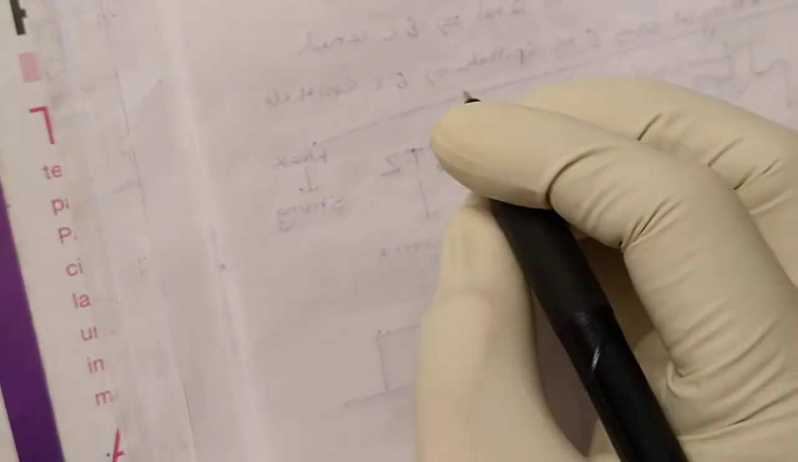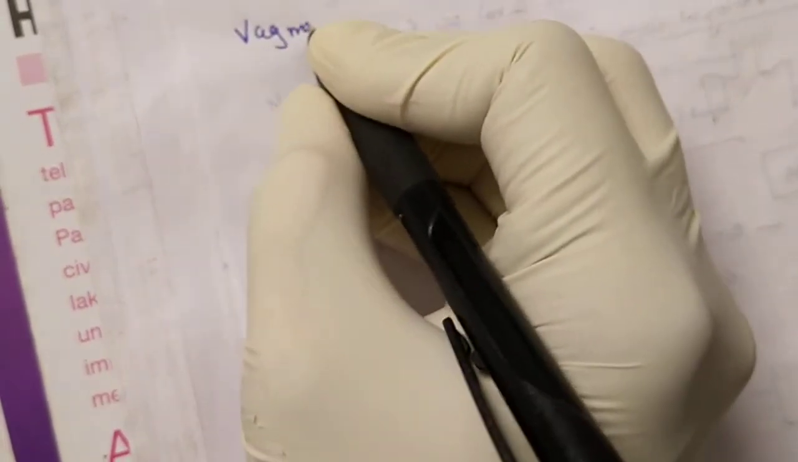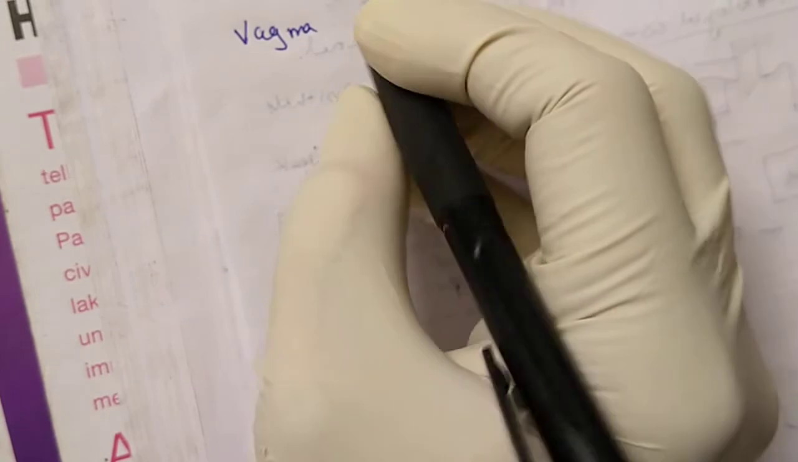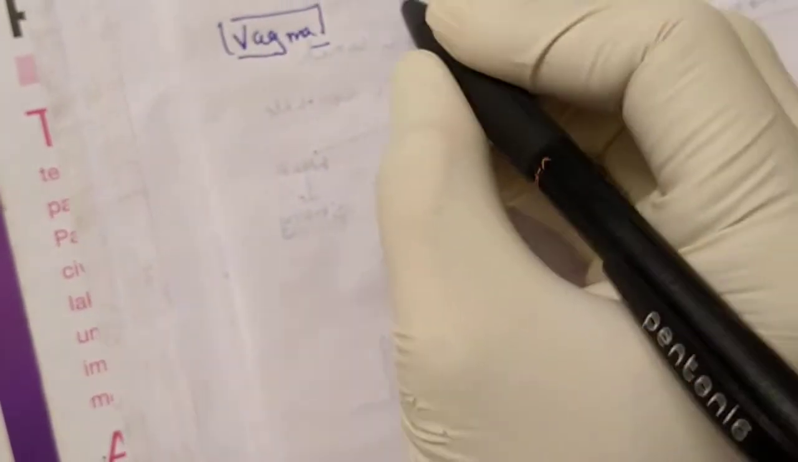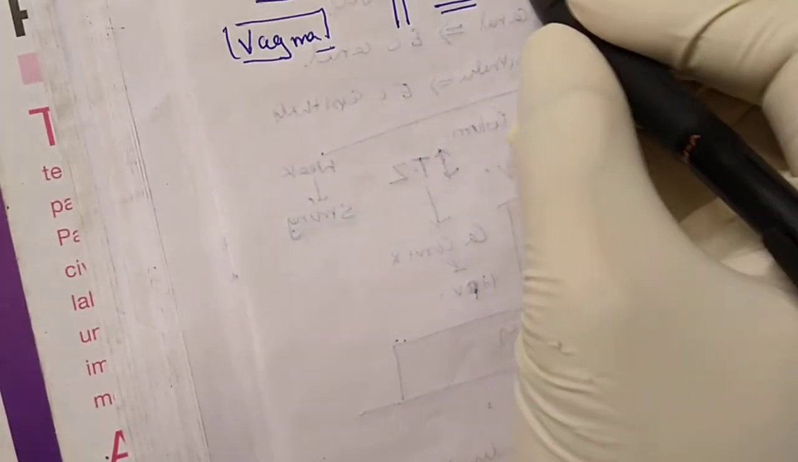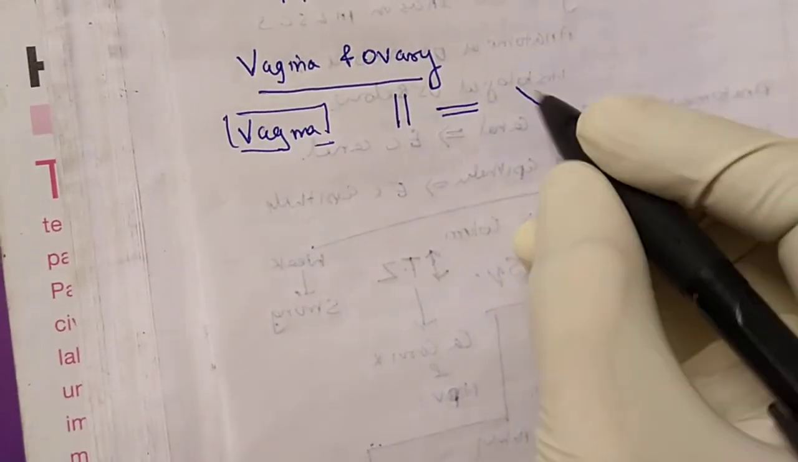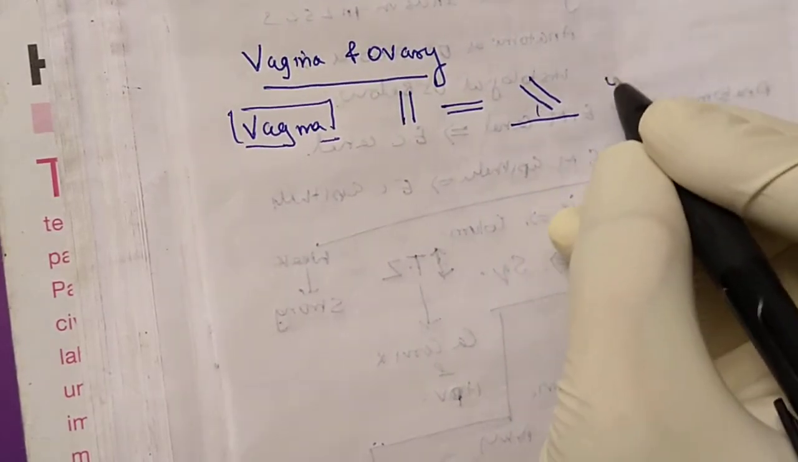vagina and ovary. So we'll talk about the vagina first. The vagina makes an angle with the horizontal. It is not straight or horizontal. It makes an angle with the horizontal of 45 degrees.